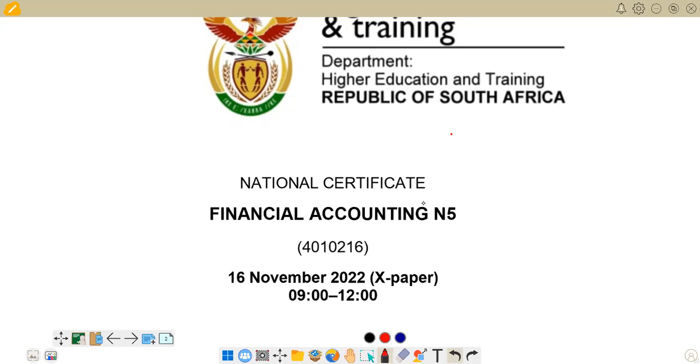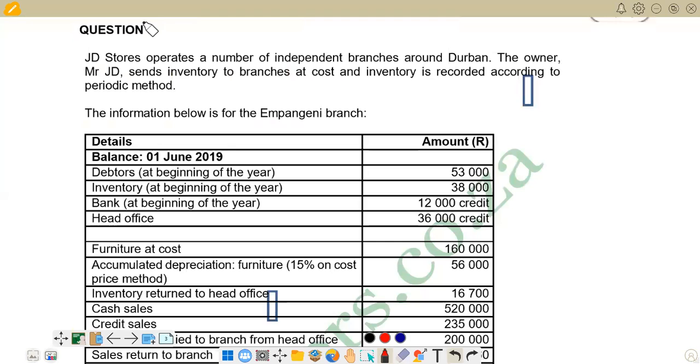Today we want to look at a question paper of November 2022. On that question paper, we are going to look at question 3, which is on branch accounts. So we can go there and see what we have in terms of question 3. On that question paper, this is our question 3.